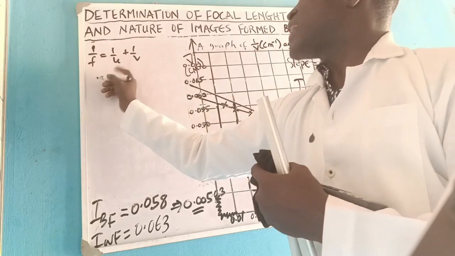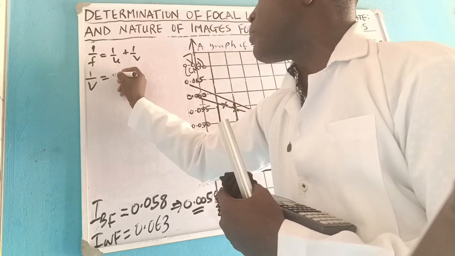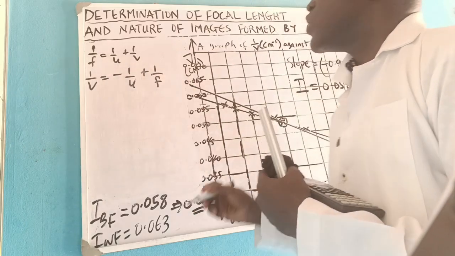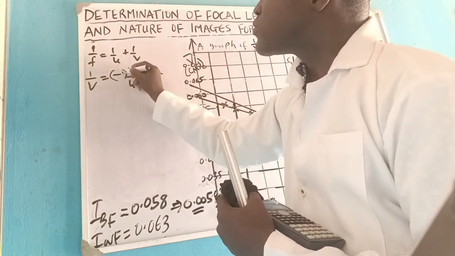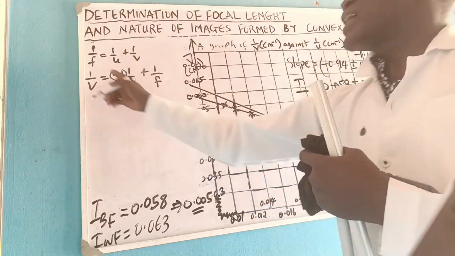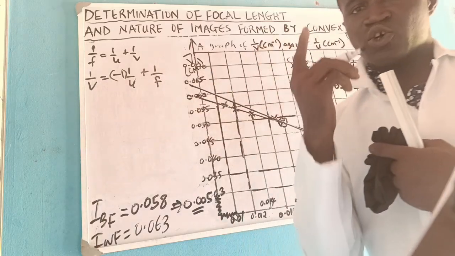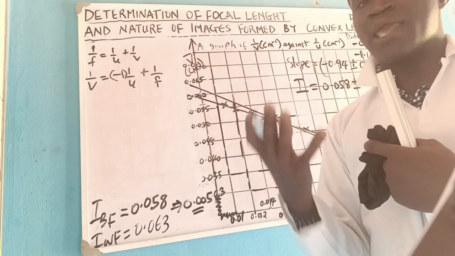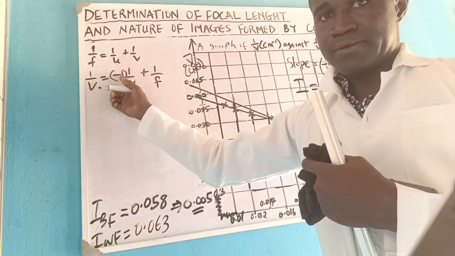Taking this to the other side so that we have 1 over v subject of the formula. 1 over v will be equal to minus 1 over u plus 1 over f. That means whenever you plot the graph of 1 over v against 1 over u, there is what we call the theoretical slope. Theoretical slope means, from the formula, what nature of slope are you going to get? You are going to get minus 1 to be the slope theoretically.